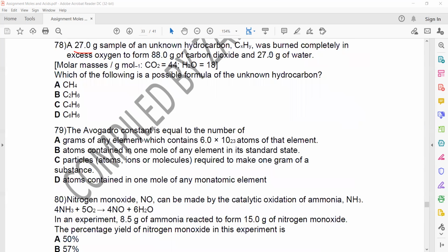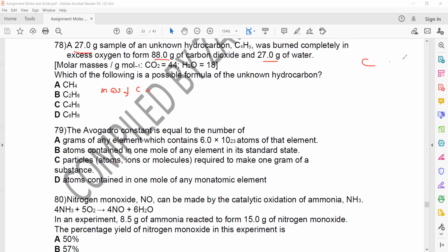27 grams of a sample of unknown hydrocarbon was burned completely in excess of oxygen to form 88 grams of carbon dioxide and 27 grams of water. Which of the following is a possible formula for this hydrocarbon? So how can we work it out? First, we will find the mass of carbon. How to get the mass of the carbon?